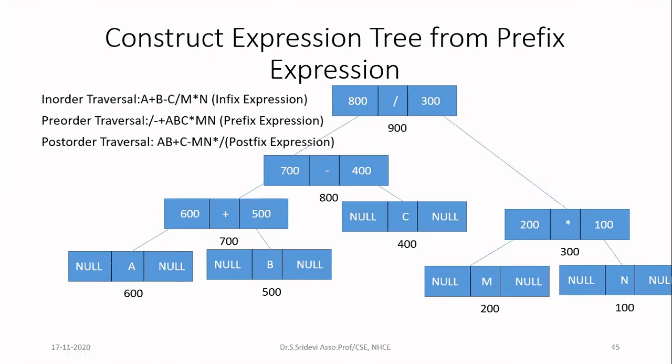So first I get this address 900. I'll go to the operator divide. First I need to process the left subtree. So I'm going to this node. With the help of 800, I'm going to the left subtree. And here I have another operator. So again, I have to process the left subtree of this. So I'm going to the address 700. Here again, I have another operator plus. So I have to process the left subtree of this. So I'm going to the address 600.